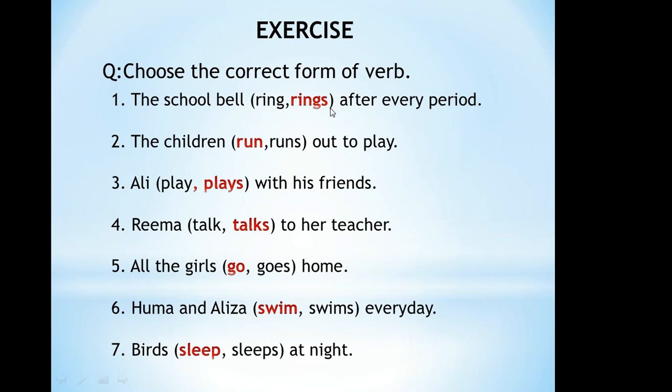Now you have to see all the answers that are correct. I have written them in red color. The children run or runs out to play. The children run out to play. Children is plural, so with the verb we will not use s. Ali play or plays with his friends. Ali plays with his friends because Ali is singular, so s will come with the verb. Rima talk or talks to her teacher. Rima is singular, so we will use s with the verb, talks. Rima talks to her teacher.